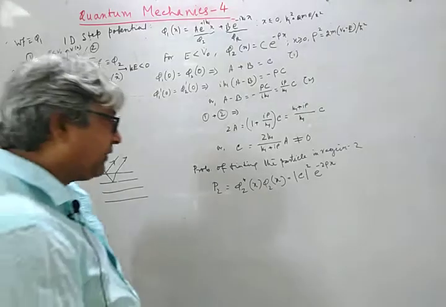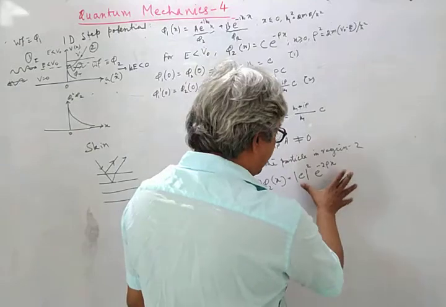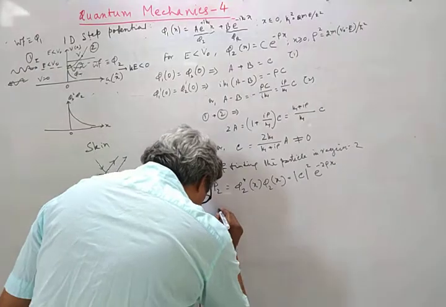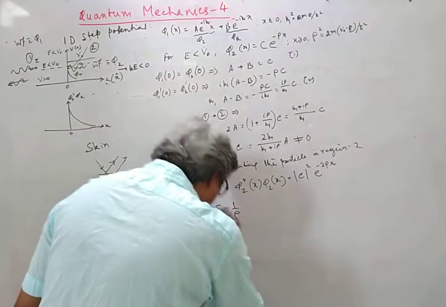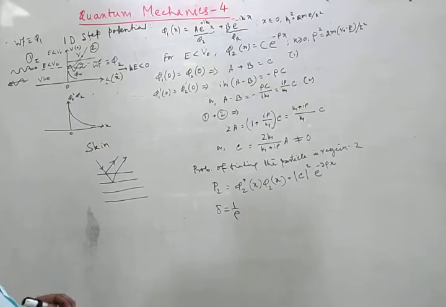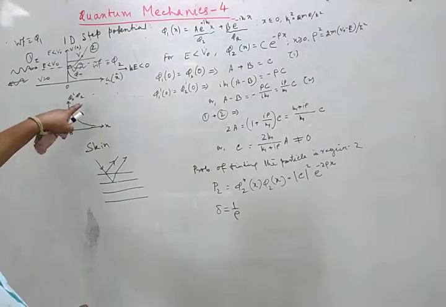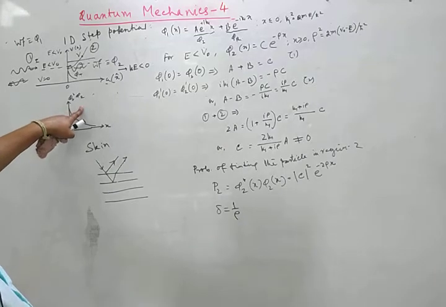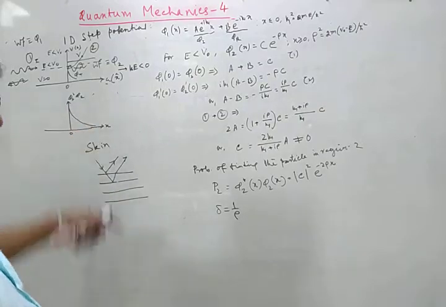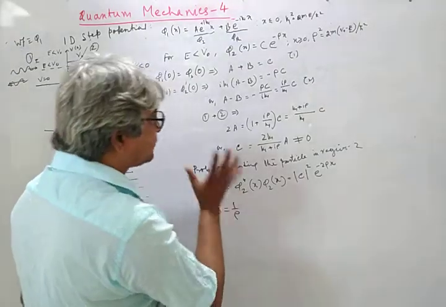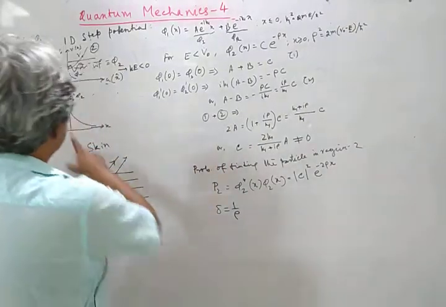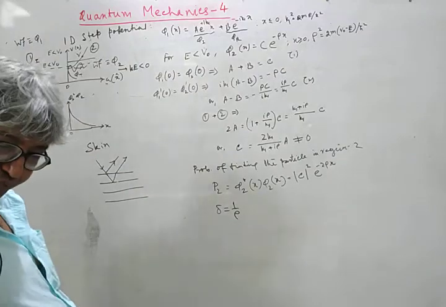How far the wave is penetrating into the second medium can be measured by a quantity delta equal to 1 by rho. If we put x equal to delta, then the wave in the second region reduces to 1 upon e times its surface value, and it can be considered a measure of the penetration. The larger the value of delta, the larger the penetration into the forbidden region.